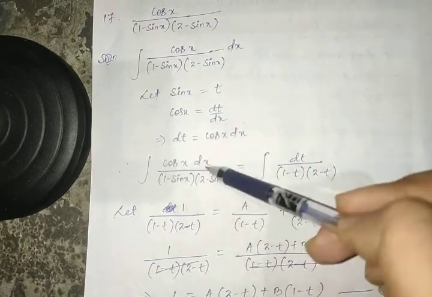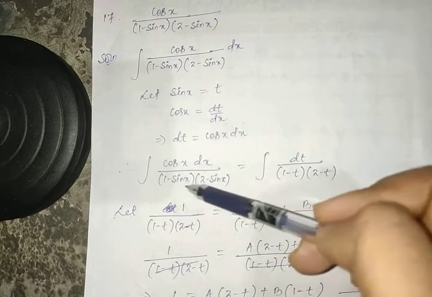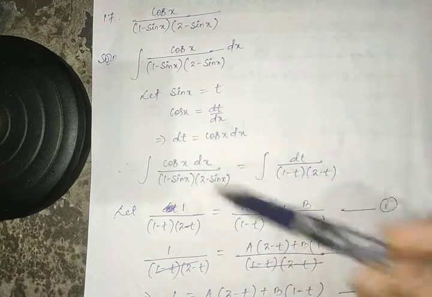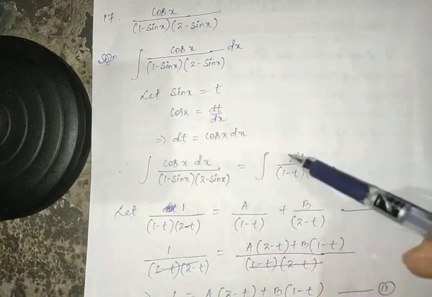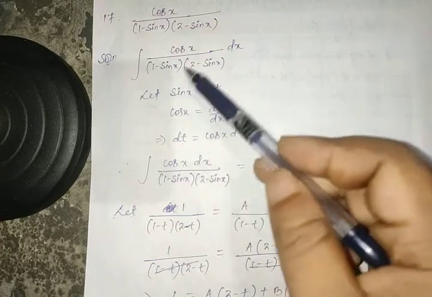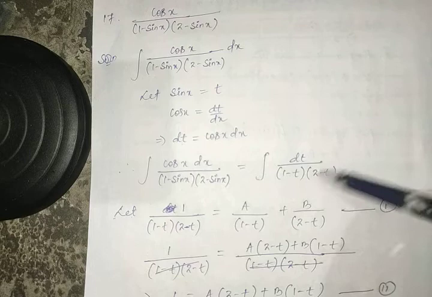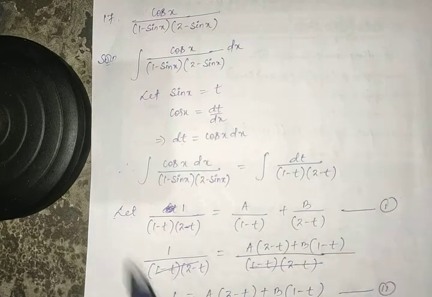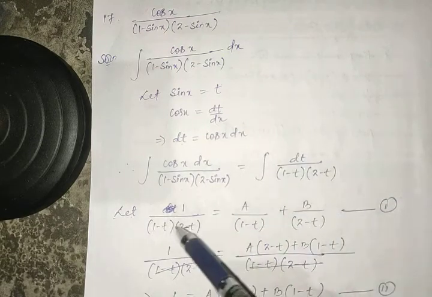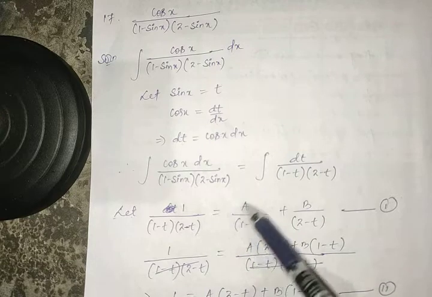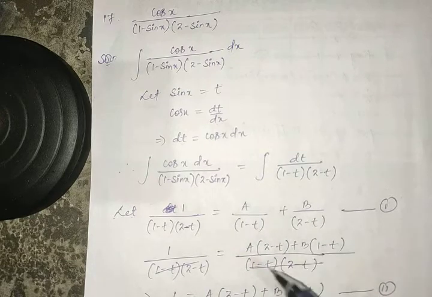So therefore integration of cos x dx by 1 minus sin x into 2 minus sin x equal to, so this part is dt, right? So I've written here dt divided by 1 minus sin x. So sin x I have considered t, so it will be 1 minus t into 2 minus t. So now let 1 by 1 minus t into 2 minus t is equal to a by 1 minus t plus b by 2 minus t.